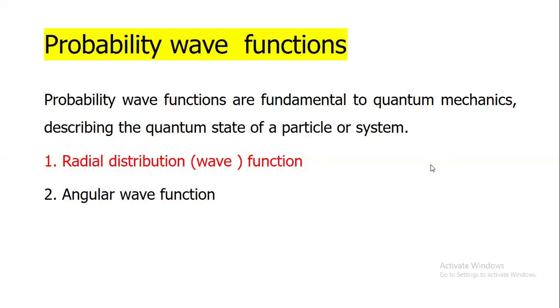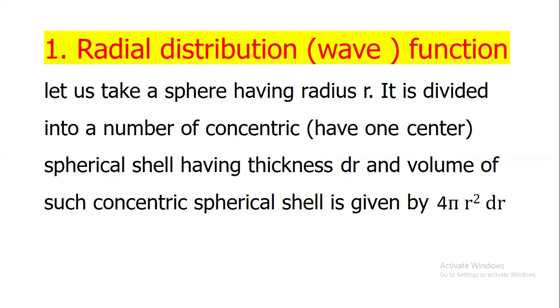Okay, probability wave functions are fundamental to quantum mechanics, describing the quantum state of a particle or system. Radial distribution wave function, angular wave function. Radial distribution wave function: let us take a sphere having the radius r. It is divided into a number of concentric spherical shells having one center and thickness dr. The volume of such a concentric spherical shell is given by 4 pi r squared dr.